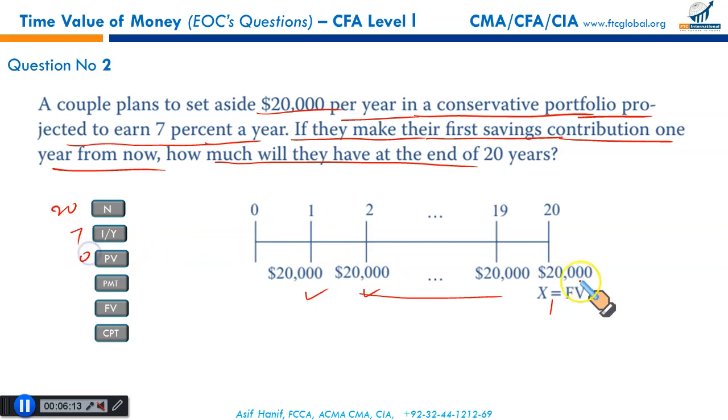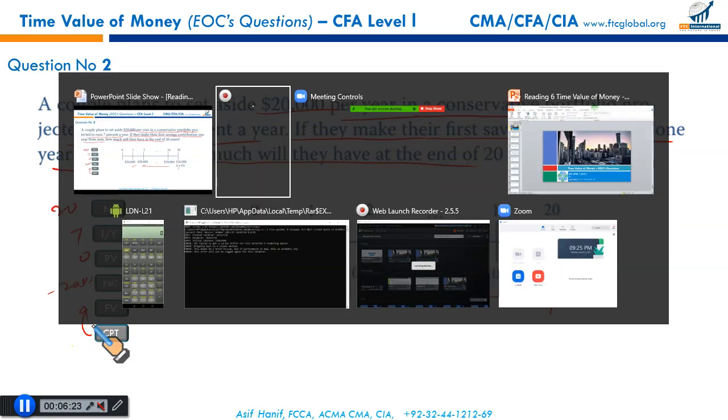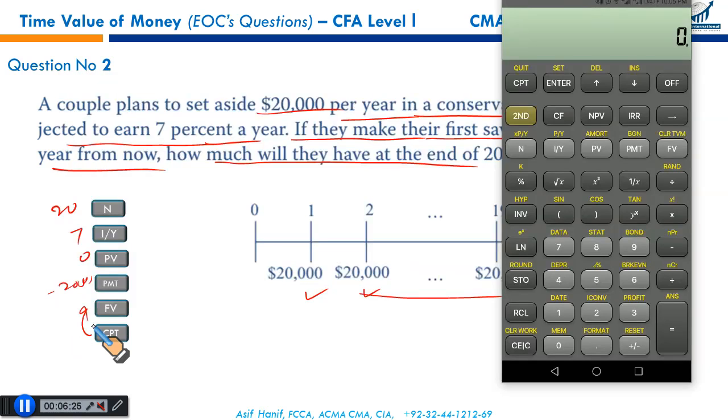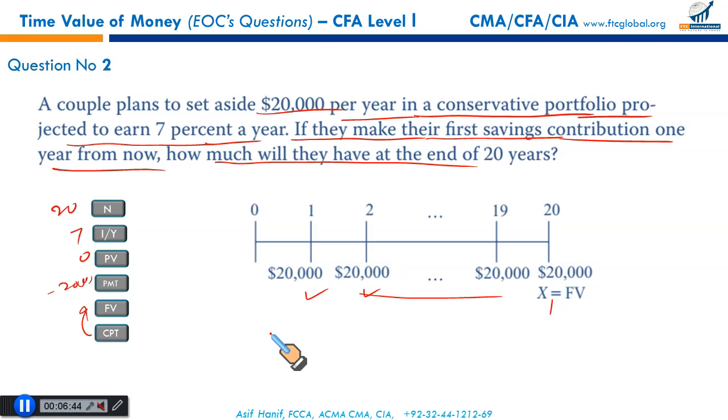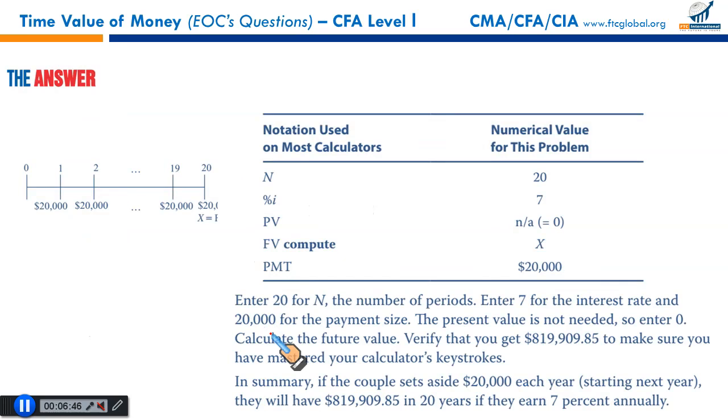Present value is 0. We need to calculate the future value. The payment every period is negative 20. You just have to call your calculator function and plug in the numbers to get your result. N is 20, interest rate 7, present value 0, payment every year is 20,000. So compute future value, it's 819,909.846. That should match with the result given.